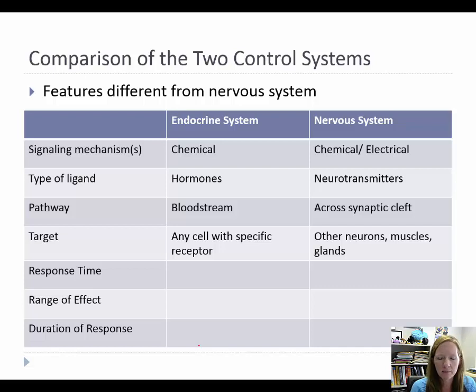Let's talk about response time. Once the hormone or neurotransmitter reaches the target cell, how long does it take for that cell to actually respond to its chemical messenger?